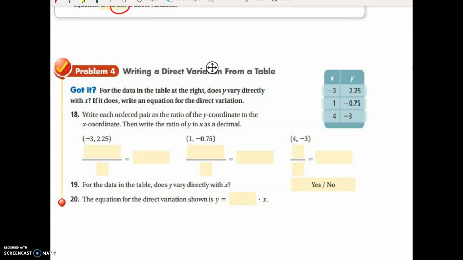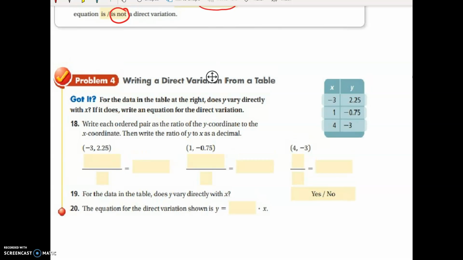So let's look here at this last example that we have today, writing a direct variation from a table. For the data in the table at the right, does y vary directly with x? If it does, write an equation for that direct variation. So here again, we're setting this up as a ratio. We're going to take our y value in our ordered pair over our x value, and we're going to do that with each of those points. So negative 0.75 over 1. And then here we would have negative 3 over 4.